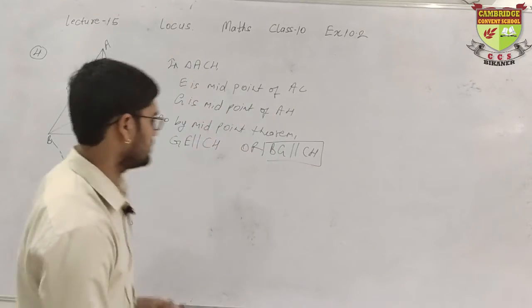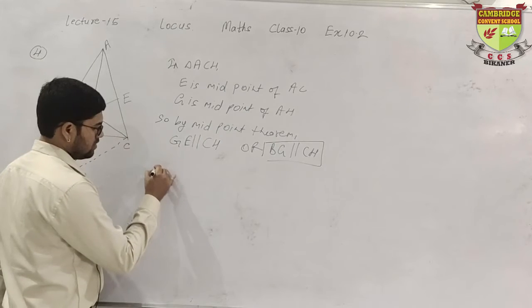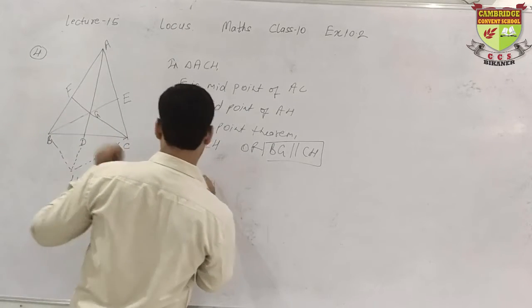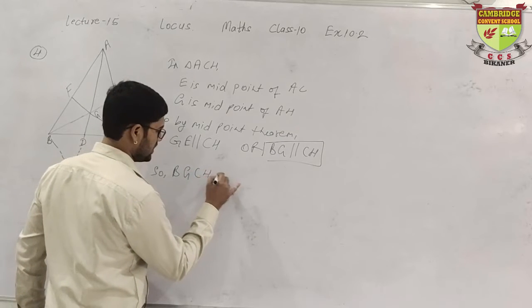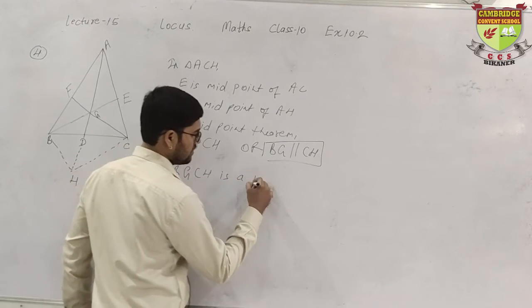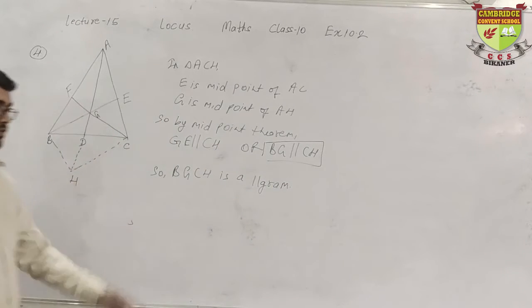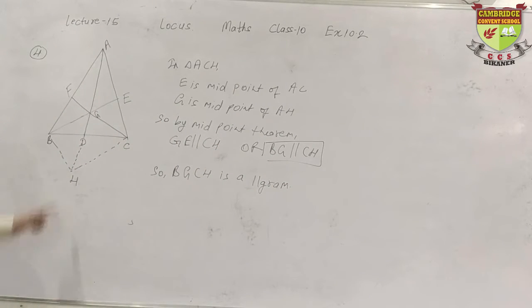So it is proved. So BGCH is a parallelogram. Yes, you can write this also in short. This is a parallelogram. Now, in this parallelogram, what can we do?